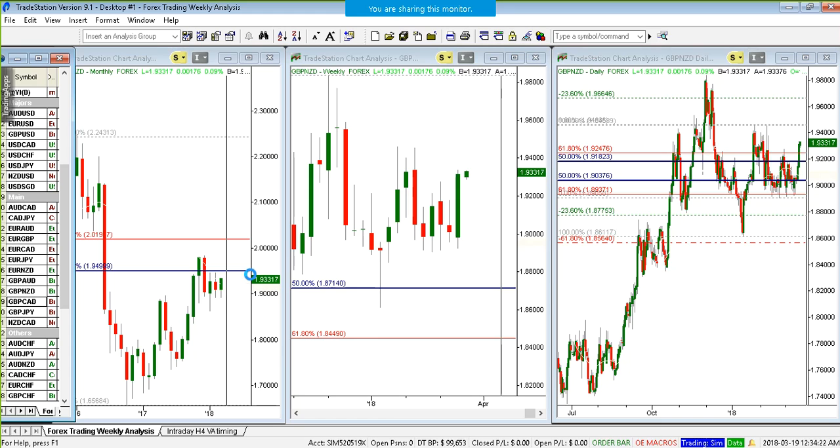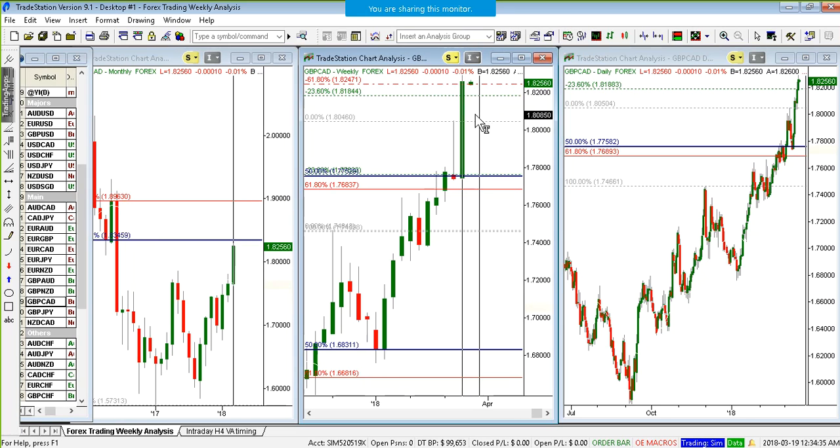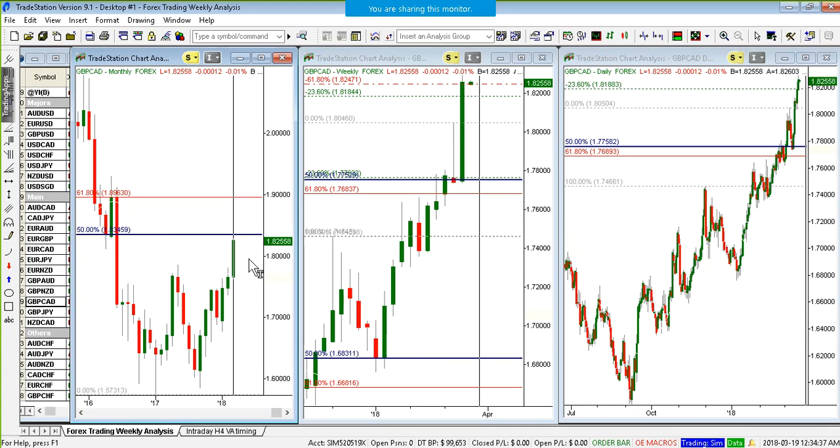Pound versus Canadian dollar. The Canadian dollar has been extremely weak, and with a relatively strong pound, we have seen this acceleration last week, which is actually a pattern that we have seen in all the markets trading against the Canadian dollar.